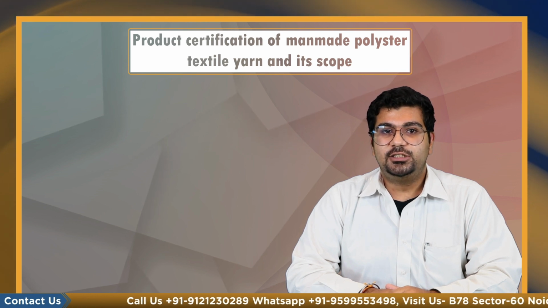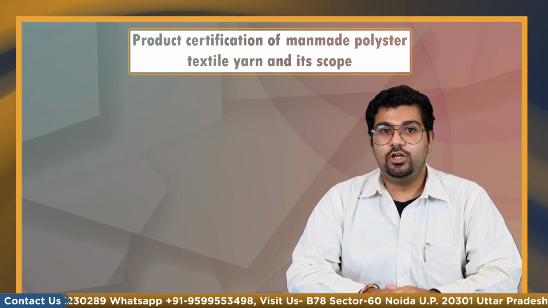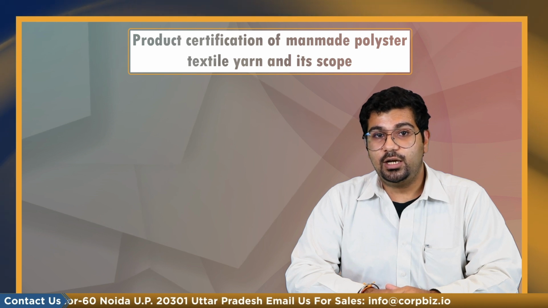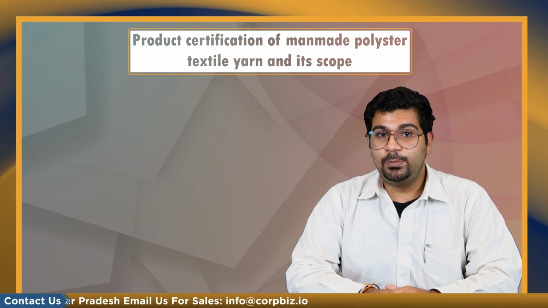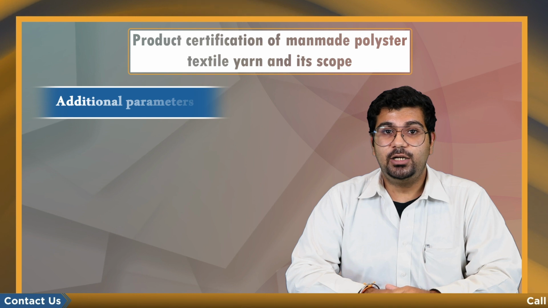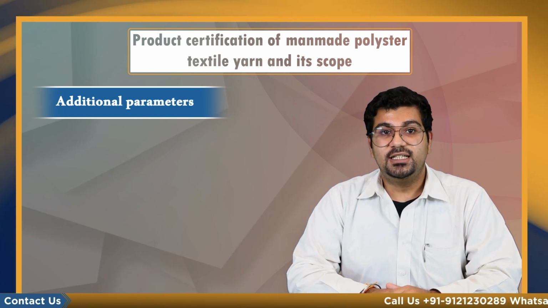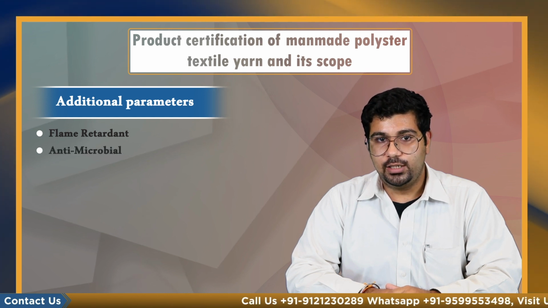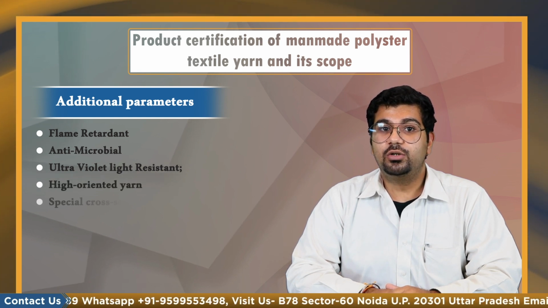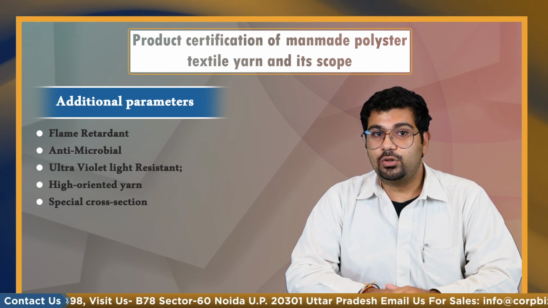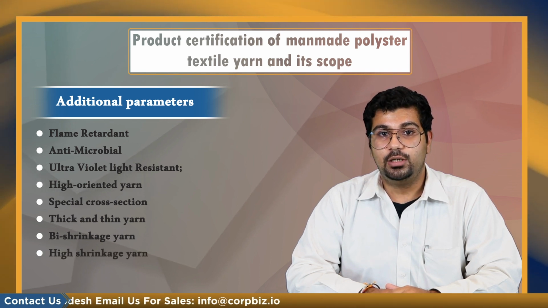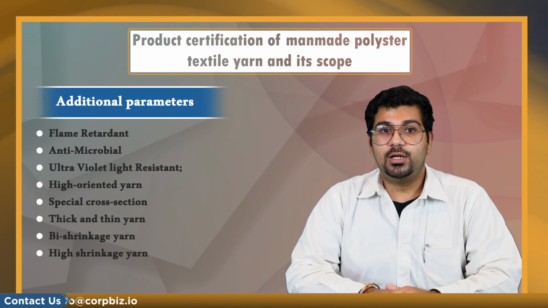Next is the range of linear density or denier count that is currently under production in your manufacturing plant with its corresponding minimum and maximum range of filament count. Additionally, partially oriented yarn covers micro deniers, while polyester staple fiber covers micro, supermicro and nanofibers. Next are the additional parameters that are included in the yarns. These are optional parameters such as flame retardant yarn, antimicrobial yarn, ultraviolet light resistant yarn, high oriented yarn, special cross section such as profiled, hollow, mixed cross section yarns, thick and thin yarns, bi-shrinkage yarn, high shrinkage yarn and mother yarn. Lastly, based on whether or not you are applying for an eco mark.